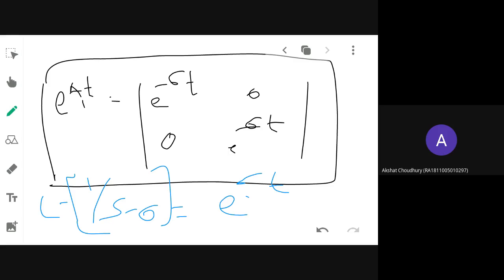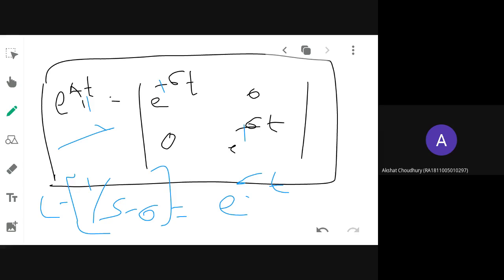Will e power plus sigma t come or e power minus sigma t come? 1 by (s plus a) is e power minus at. 1 by (s minus sigma) is what? E power sigma t or e power minus sigma t. You know Laplace transform, no? E power sigma t, ma'am. Yes. Okay, so this will be the answer for e power A1 t.